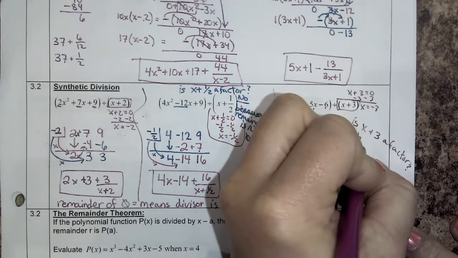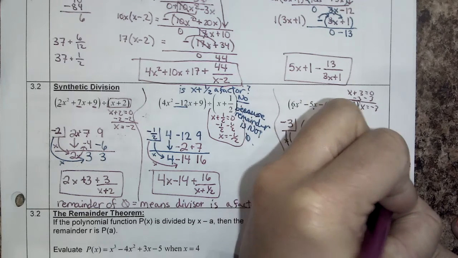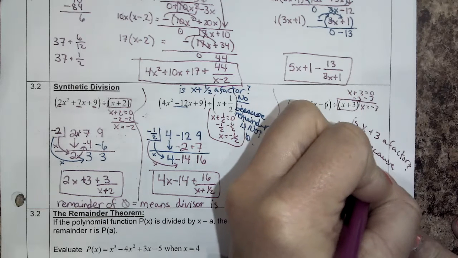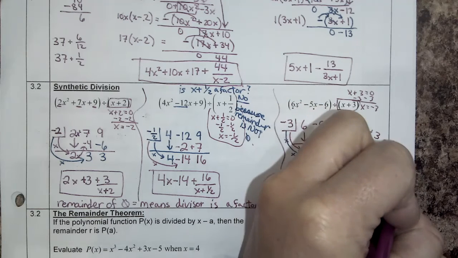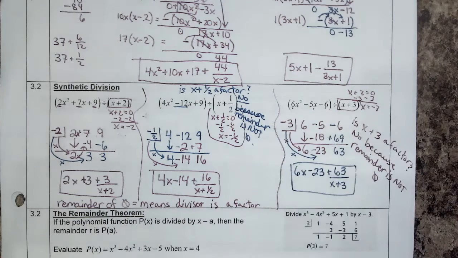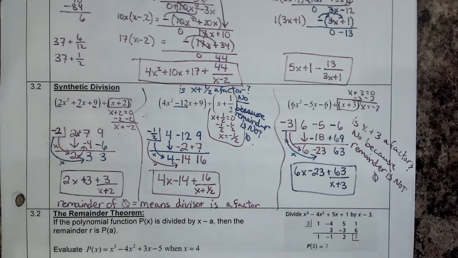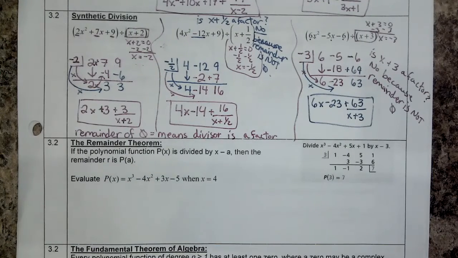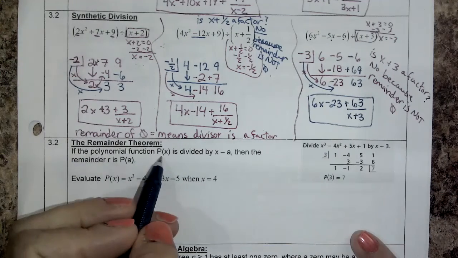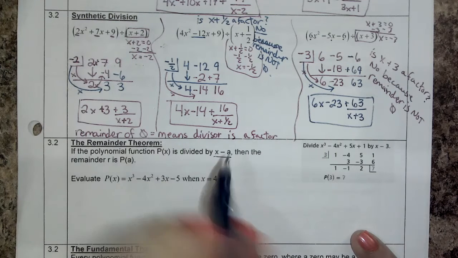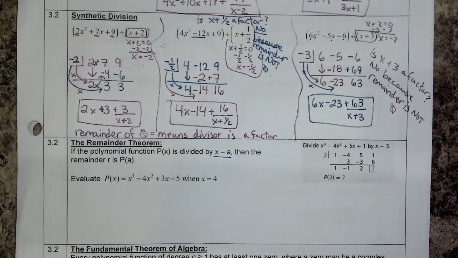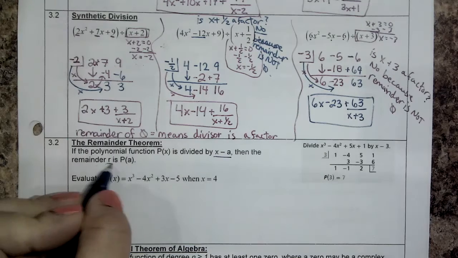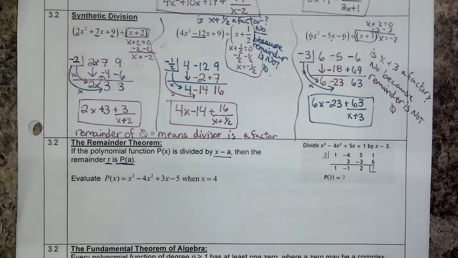I would say no, because the remainder is not 0. Okay, and we did that in Algebra 2 also, but you have to remember that. And there's also this thing called the remainder theorem. The remainder theorem says that if you have a polynomial function divided by some binomial or some factor, then the remainder, r, is p of that value.